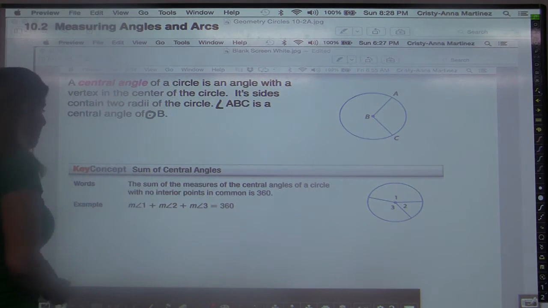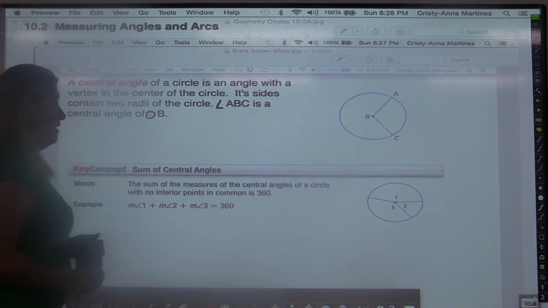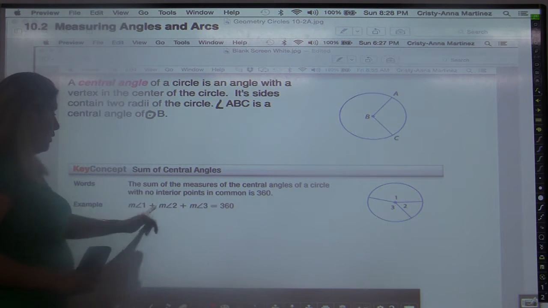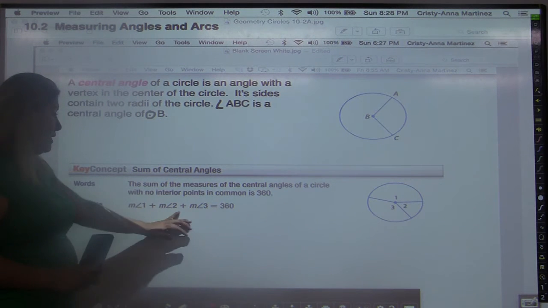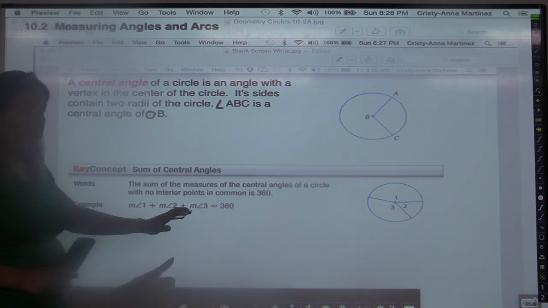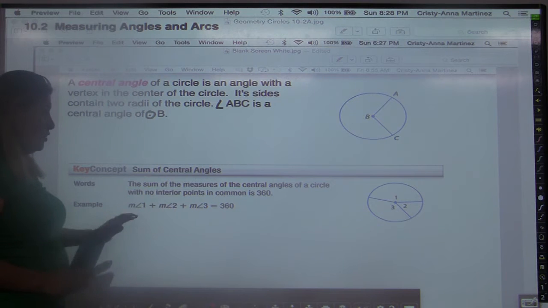The sum of the measures of the central angles of a circle with no interior points in common, so they can't be overlapping, and in this case they're not, is going to add up to 360. It doesn't have to be 3, it could be 2, it could be 5, as long as all the central angles with no overlapping parts add up to 360.